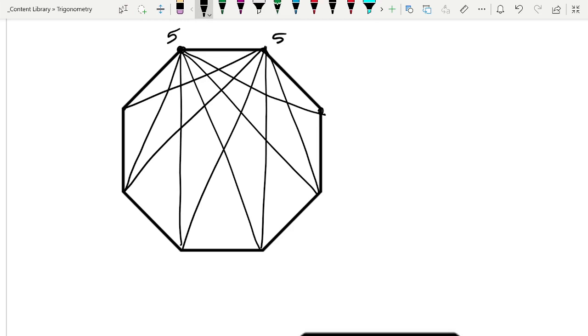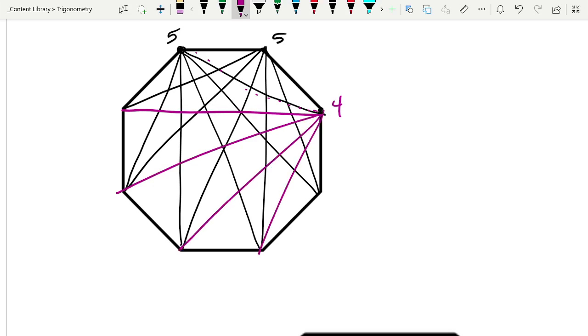Will the next one be 5? Let me use a different color. I'll use purple. Will the next one be 5? No. What's it going to be? It's going to be 4. How come 4? Because there's already a diagonal here. This guy already exists. So it'll be 1, 2, 3, 4.